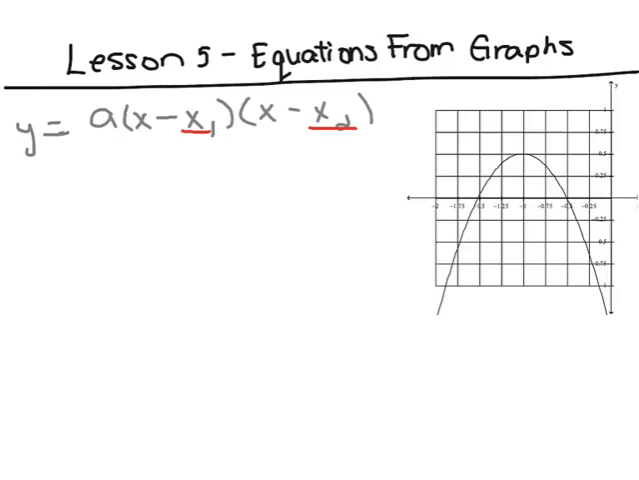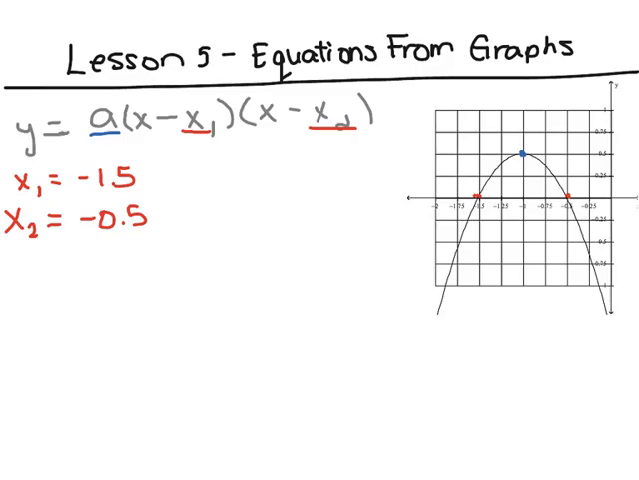So for our graph, we have x-intercepts here and here. So we know x1 is negative 1.5. We know x2 is negative 0.5. Now, we cannot figure out our stretch just by looking at the graph. But what we can do is choose a point on the graph, any point. So I'm going to choose this one right here because it's right in the middle of the lines.